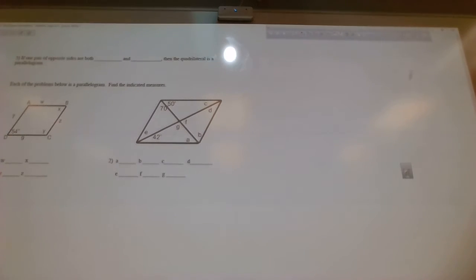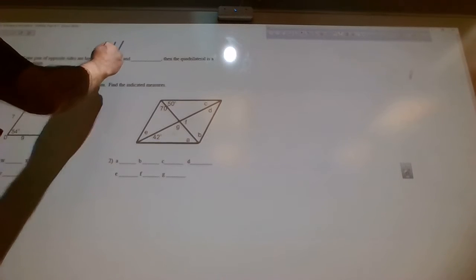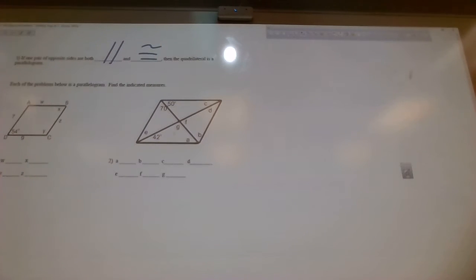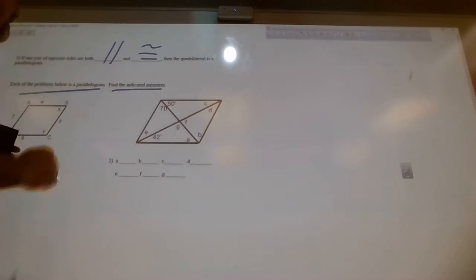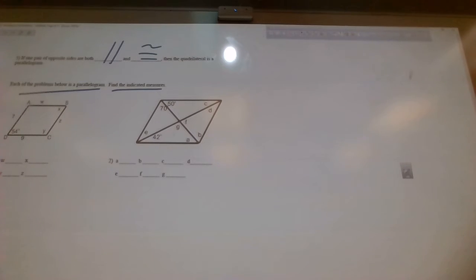Okay, let's look at what that means. All right, there's one more thing. It says, if one pair of opposite sides is both parallel and congruent, then it's also a parallelogram. Okay, so we're going to add that in there. All right, so we're given each of the problems below is a parallelogram. Find the indicated measure.